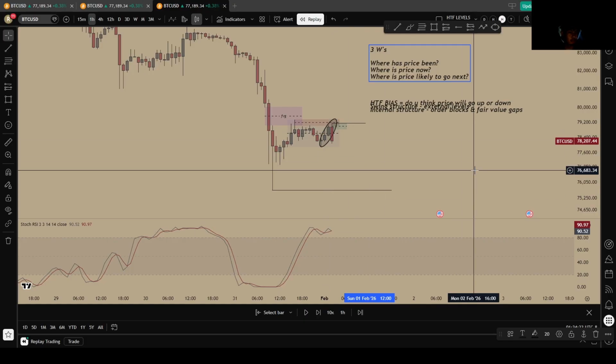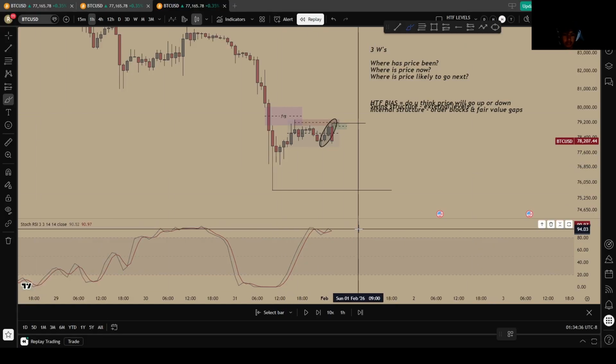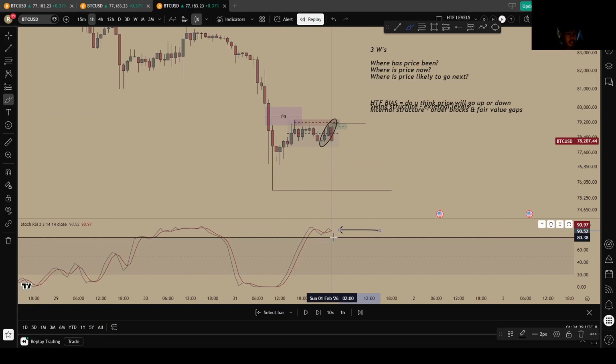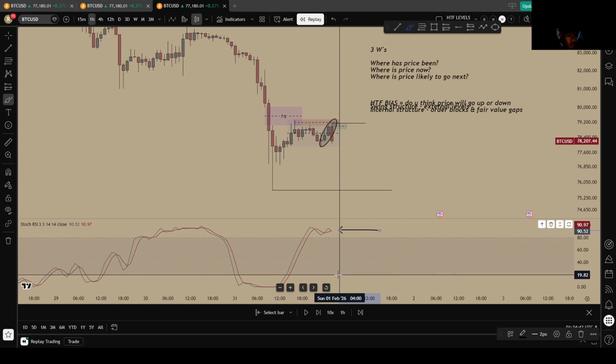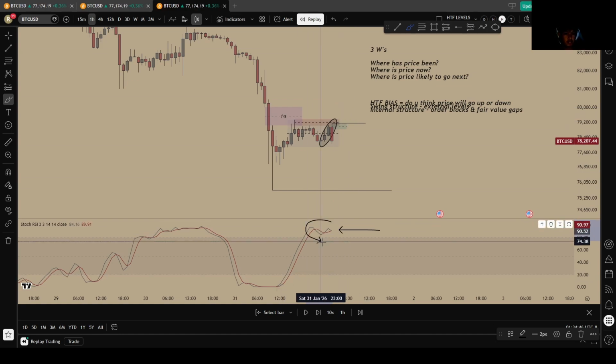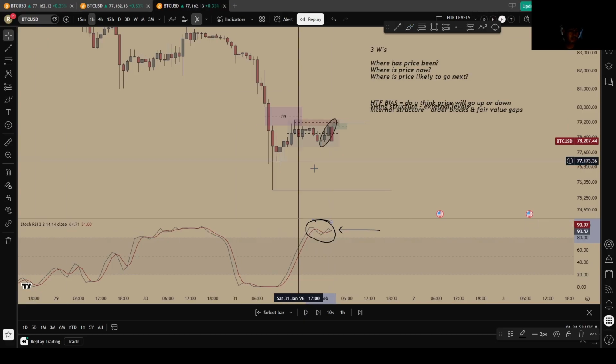If you know what the indicator is, when the indicator is above 80, that's showing it's overbought. When it's below 20, it's showing it's oversold. So to me, this is already a bearish signal, right? Now that's just applying a few concepts, just understanding where price has been and where price was.